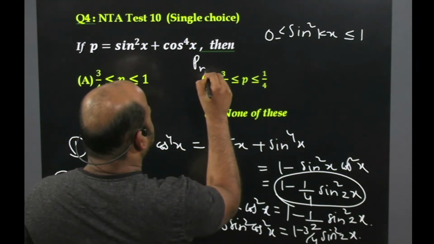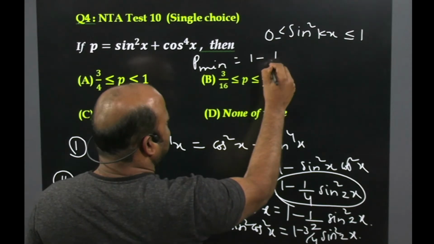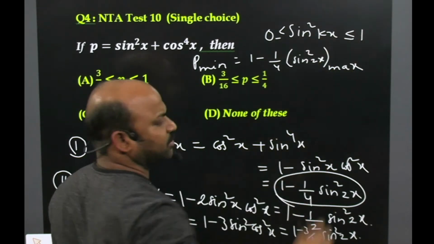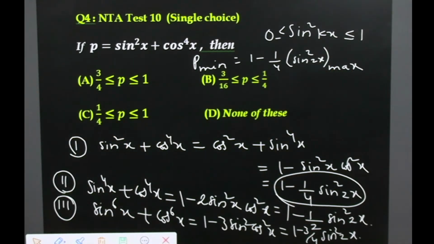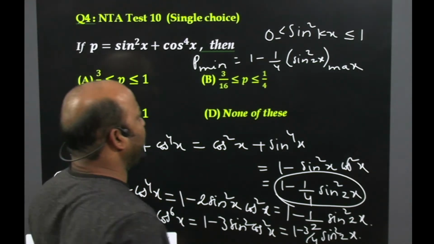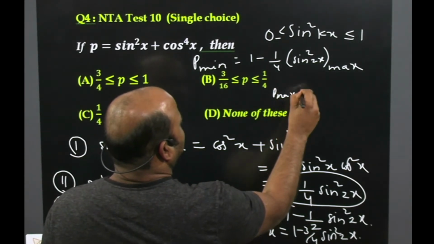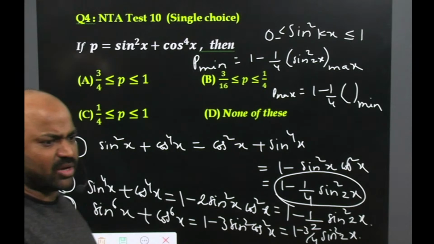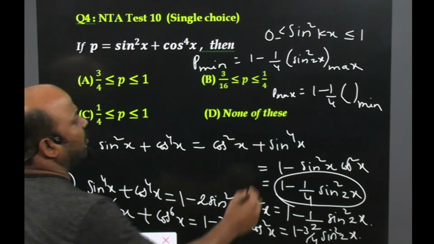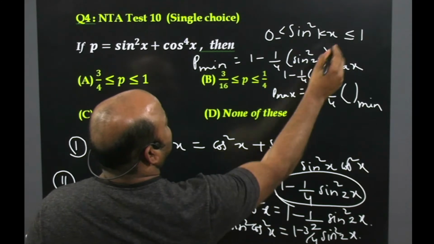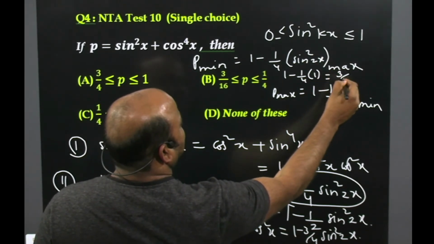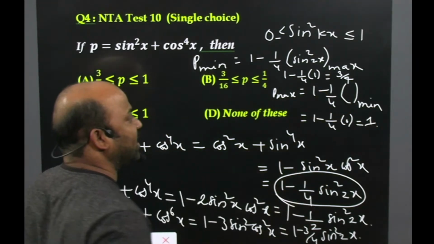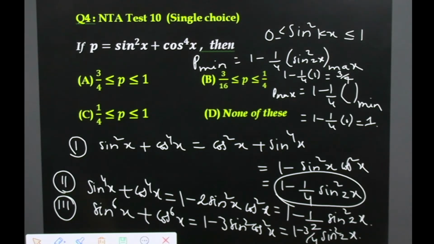So P minimum is nothing but 1 minus 1 by 4 sin square 2x maximum. To get minimum, you have to subtract maximum. That's clear, na? To get maximum, you have to subtract 1 by 4 of minimum. Can you give me a quick answer? So 1 minus 1/4 of maximum, that maximum is 1 only, na? That is nothing but I'll get 3 by 4, and here it is 1 minus 1 by 4 of 0, I'll get it as 1. Therefore my answer is 3 by 4 and 1. Where is it? Option 1.